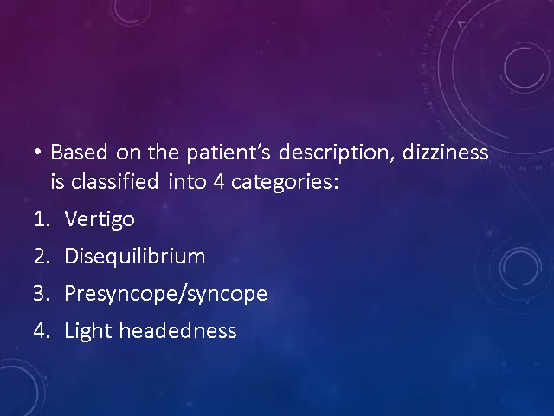Okay, what about disequilibrium? Disequilibrium is the sense of being off balance, a sense of imbalance while standing or while walking, and it might be associated with falls in a specific direction. What about presyncope or syncope? Presyncope means impending loss of consciousness, as if the patient will faint. Lightheadedness, what does lightheadedness mean? This is a vague symptom when the patient is not able to describe it. He's not feeling well.